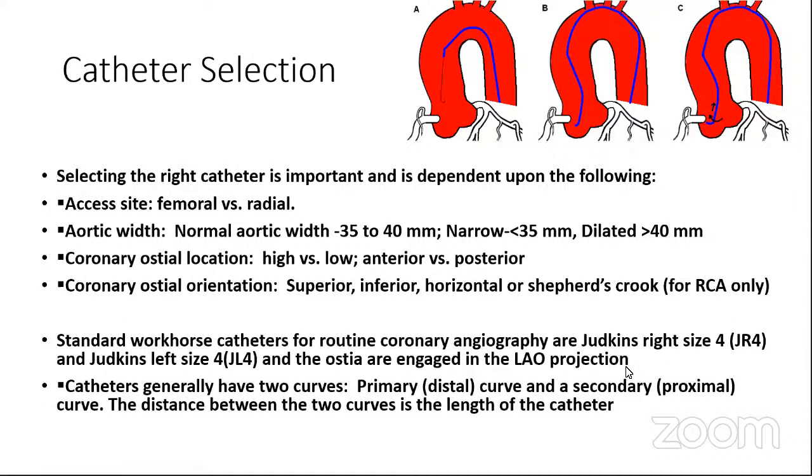Catheters generally have two curves, the primary distal curve, as you can see in the picture above, and the secondary proximal curve. The distance between the two curves is considered the length of the catheter.